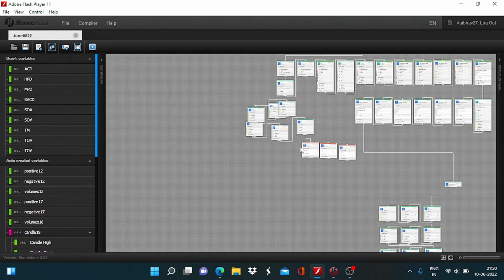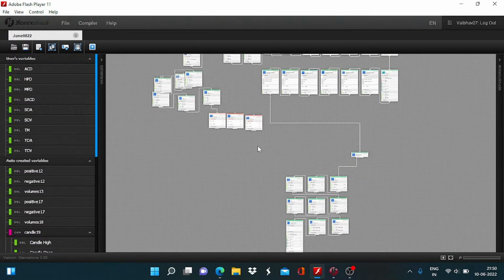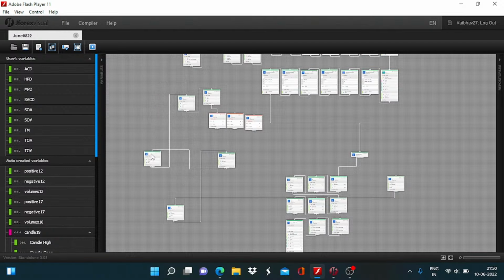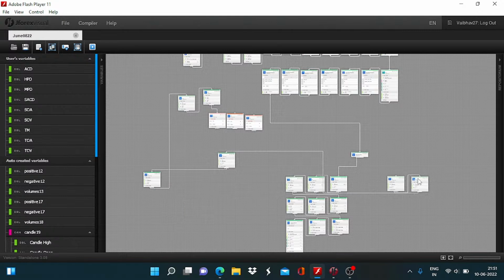Now I will arrange these blocks which we have utilized to define the conditions on the lower side. So it becomes more aesthetic to look at and also easier to understand the flow.